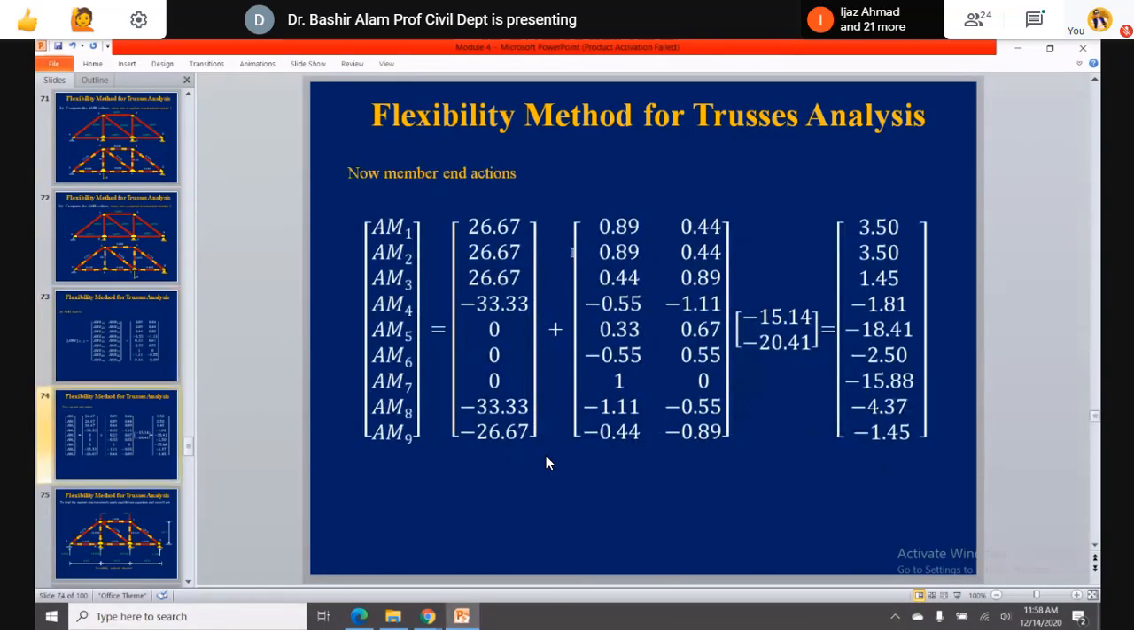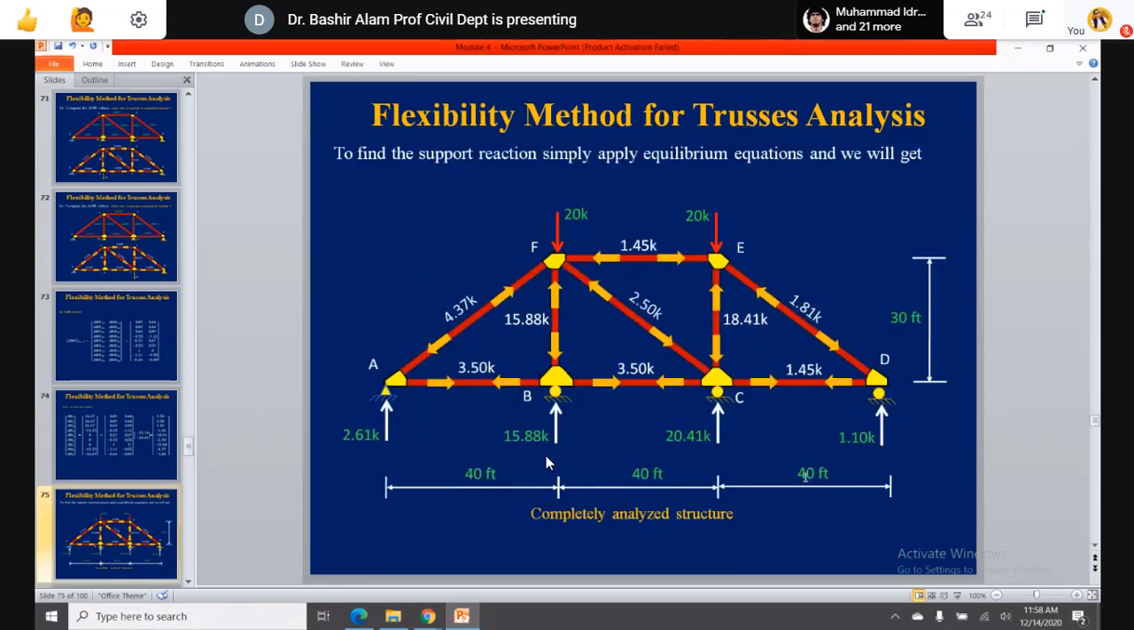Now we complete this AML plus AMR times AR, and this is how the work is complete. Now here all the values, the completely analyzed structure. The rest of the support reactions you can find out, or you can find them by using the flexibility matrix approach also.